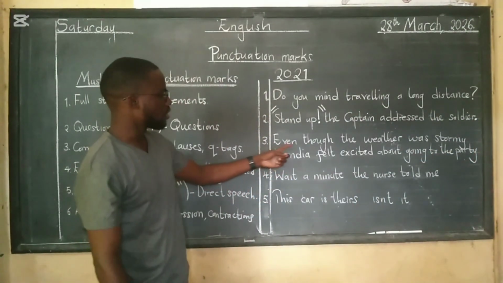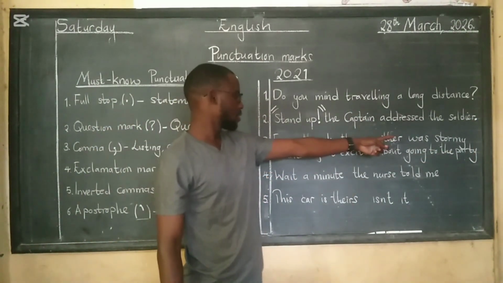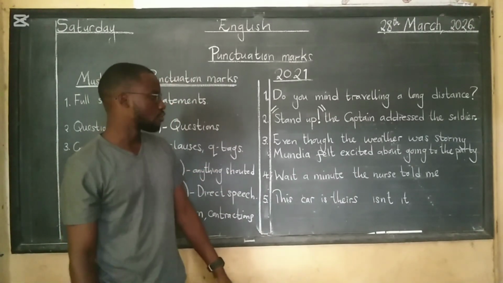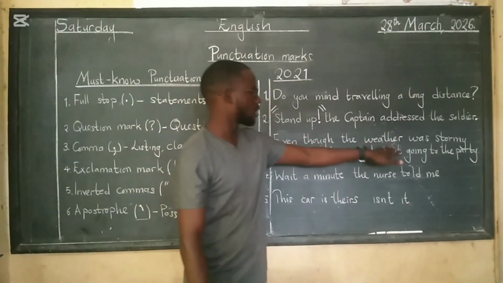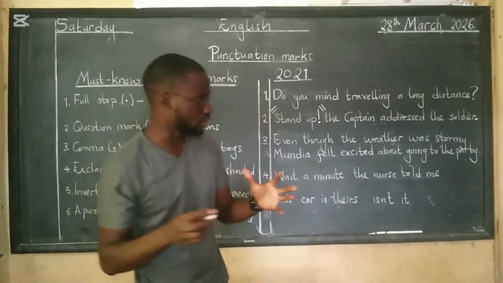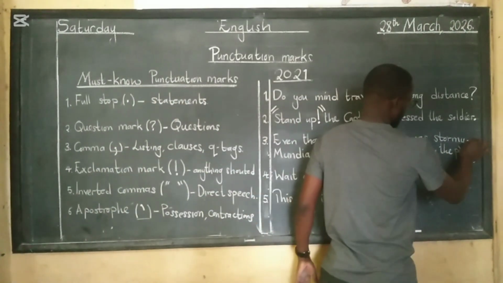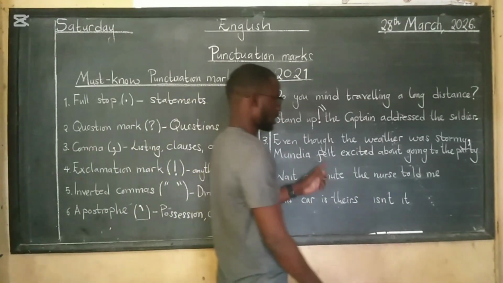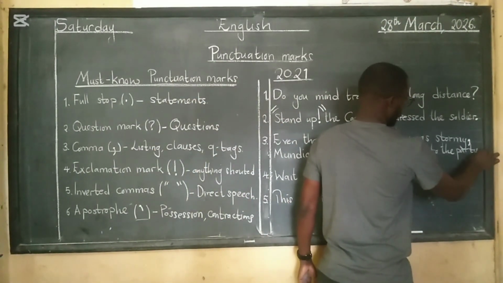Then number 3, even though the weather was stormy, Munjia felt excited about going to the party. For this one, even though the weather was stormy is a clause. So I put a comma like that, then at the end, a full stop.